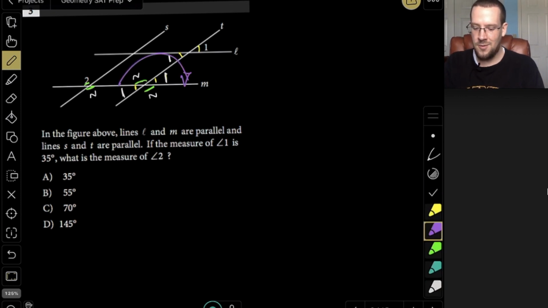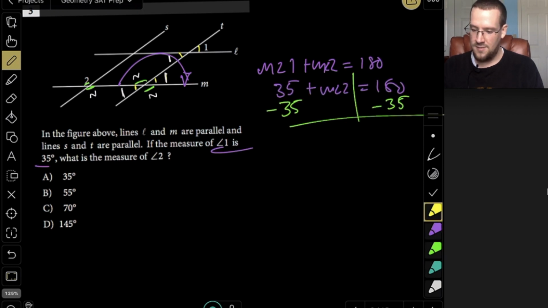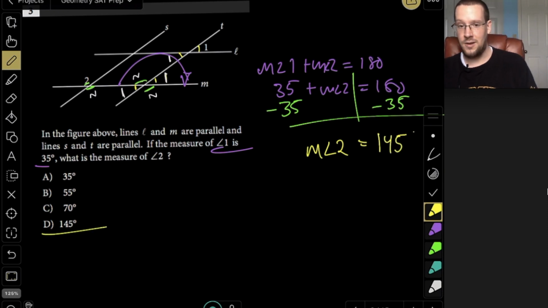It's a linear pair. So we know that the measure of angle 1 plus the measure of angle 2 is equal to 180. To find the value of the measure of angle 2, which is 45 degrees.